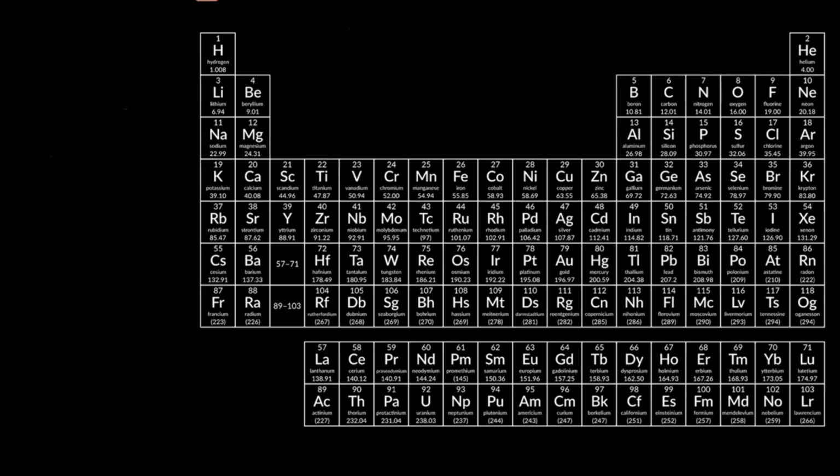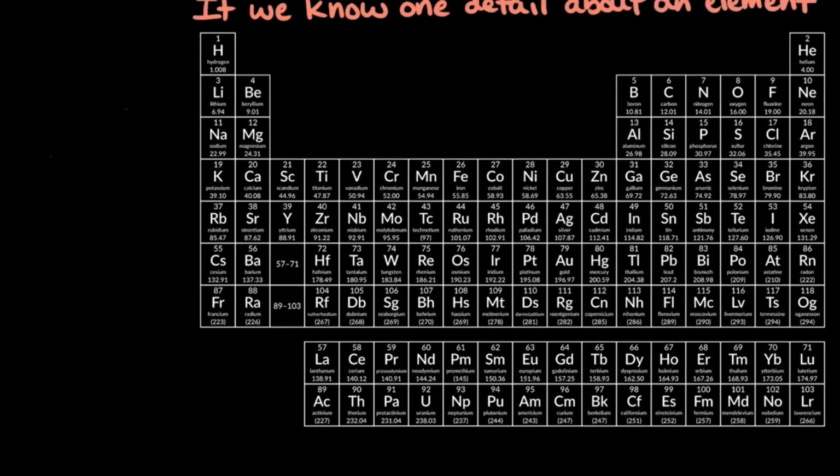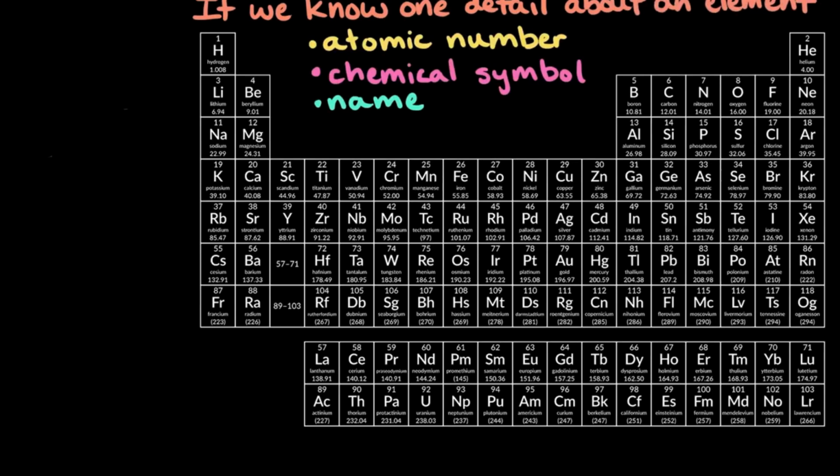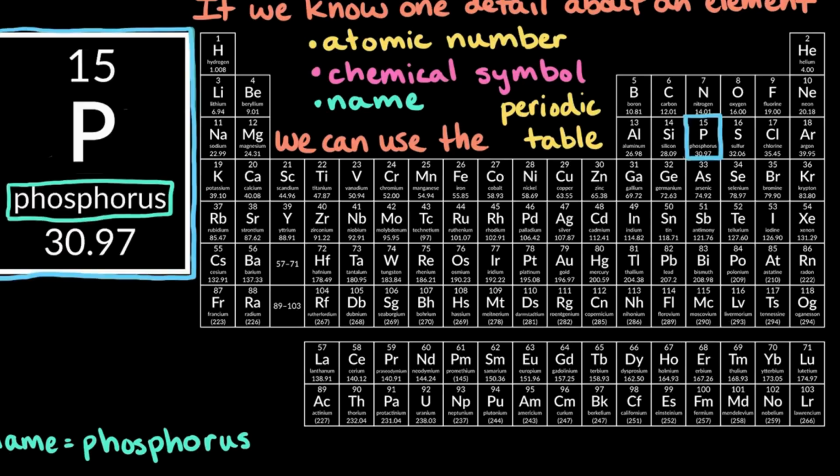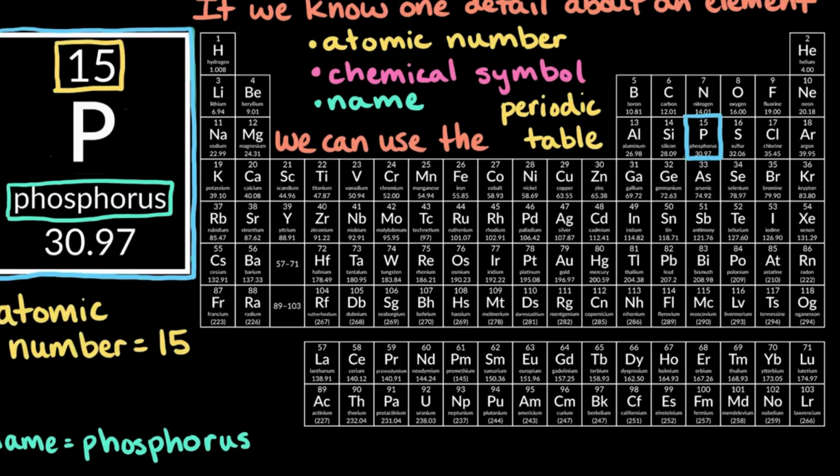What's neat about having all of this information in one place is that if we know one detail about an element, either its atomic number, chemical symbol, or name, we can often use the periodic table to find out the other details. Let's take a look at a few examples. Say we have the element phosphorus. What is its atomic number and chemical symbol? Looking through the periodic table, we can find phosphorus and see that its atomic number is 15 and its chemical symbol is P.